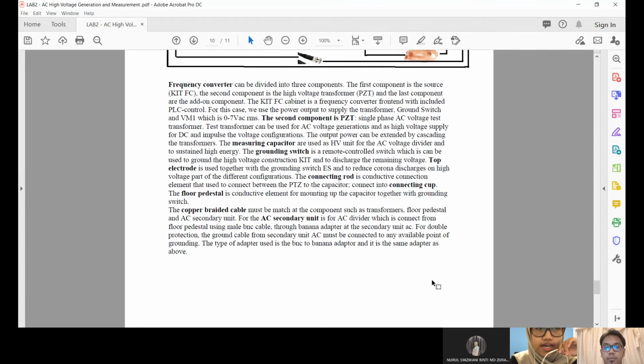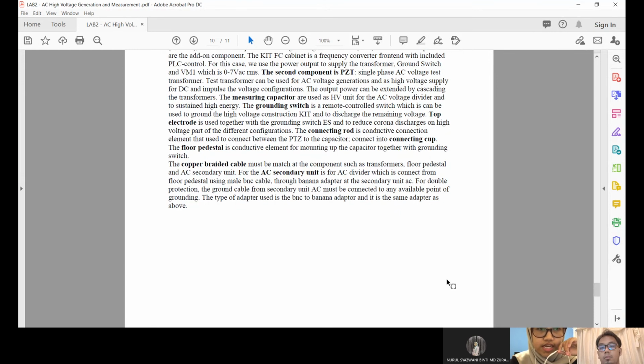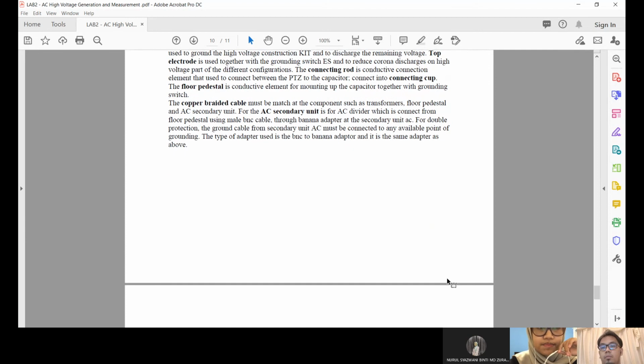The AC secondary unit is for the AC divider, which is connected from the floor pedestal using a male BNC cable through a banana adapter at the secondary unit AC. For double protection, the ground cable from the secondary unit AC must be connected to any available point of grounding. The type of adapter used is the banana to BNC to banana adapter, and it is the same adapter as above.